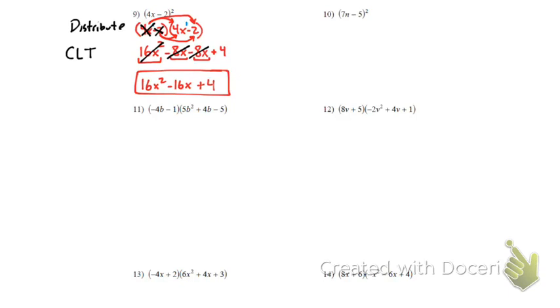So let's jump down to number 11. Number 10 would be pretty much like this, so I'm not going to do number 10. Let's jump to number 11. So we're going to do the same idea. We're going to take its multiplication. And the reason I know it's multiplication is because there is no sign in between. So it's very important you see that.